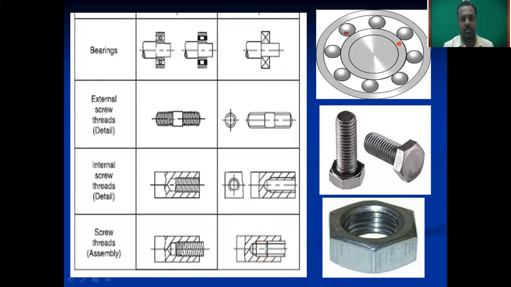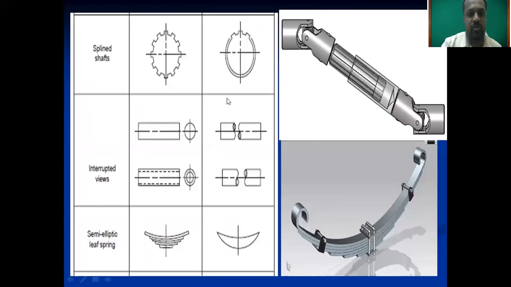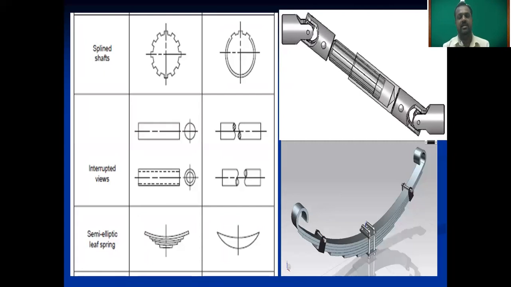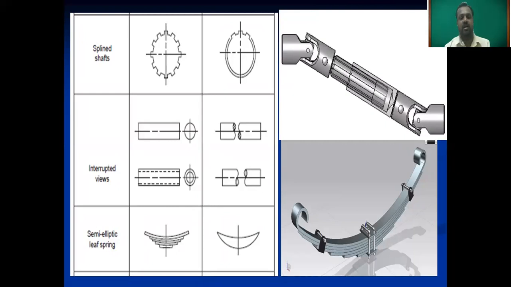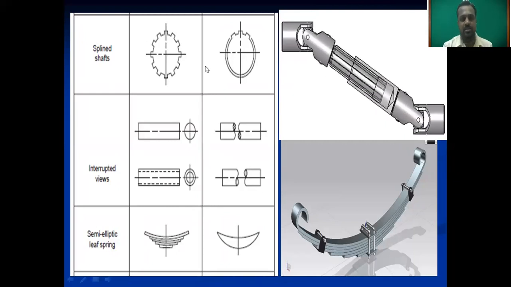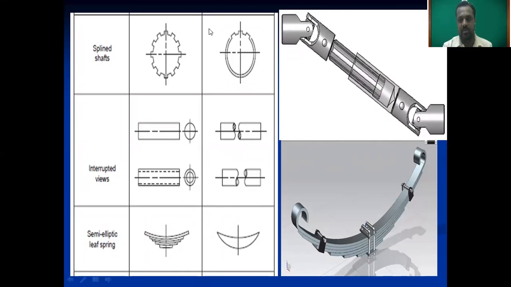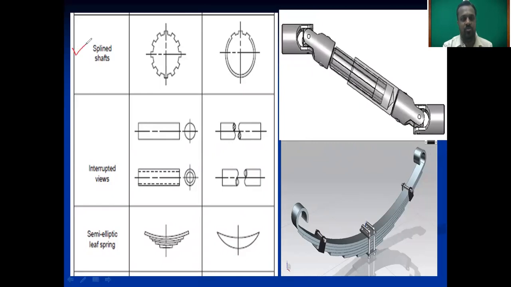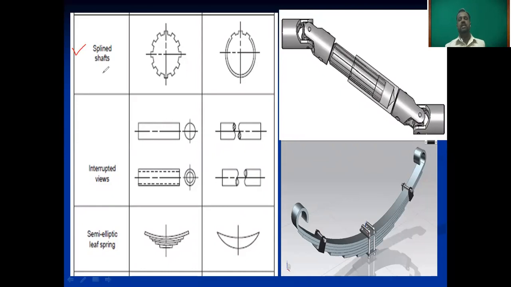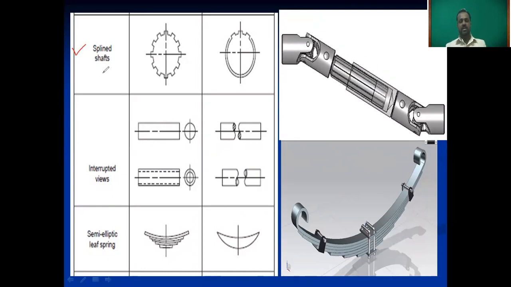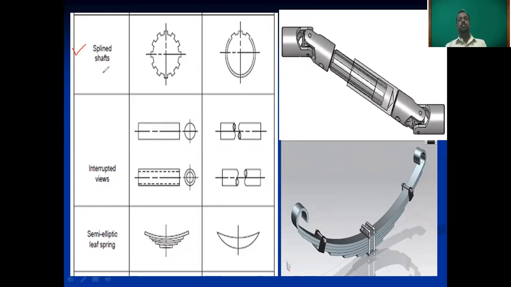Now see the next point. Now it is visible to all. The next slide is visible to all. Yes, sir. Now see, the next machine component is splined shafts. Okay, the next machine component is splined shafts. So please tell me, what is the application of the splined shaft? Please tell me the practical application where you have seen that splined shaft.